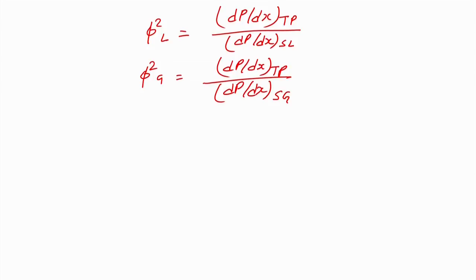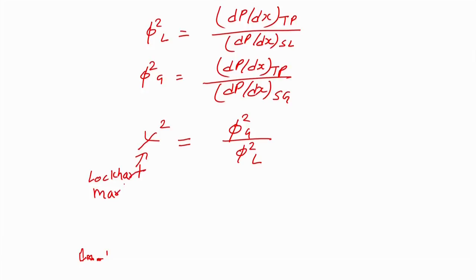Now, to calculate the multiplier, another parameter has been defined, which is called the two phase flow multiplier, defined by the symbol psi. Psi square is equal to phi square G upon phi square L. So, to calculate the multiplier value, a parameter has been defined, which is called the Lockhart-Martinelli parameter, which is the ratio of phi square G upon phi square L.